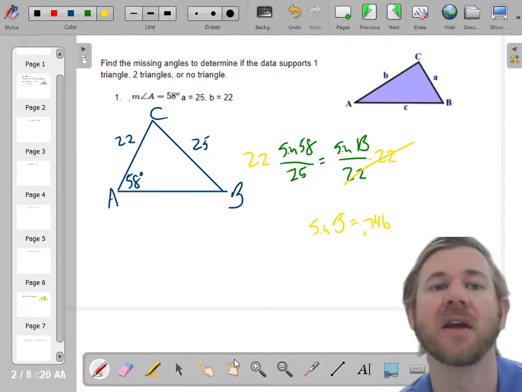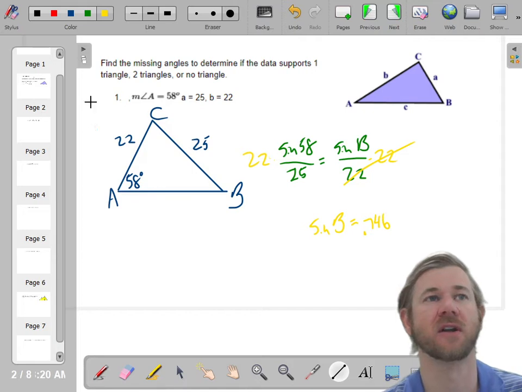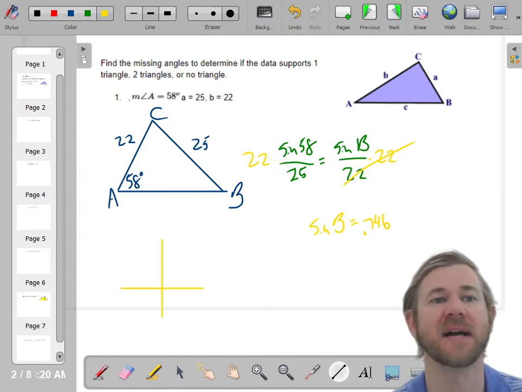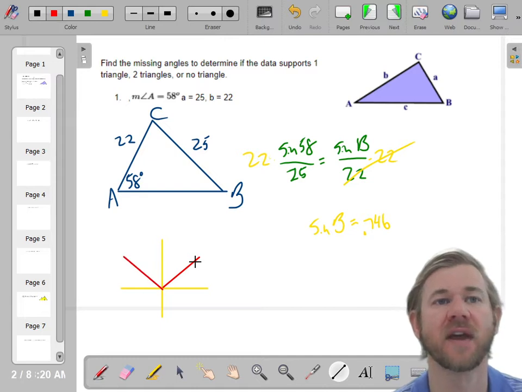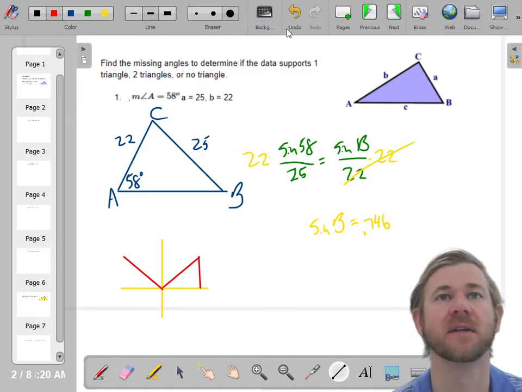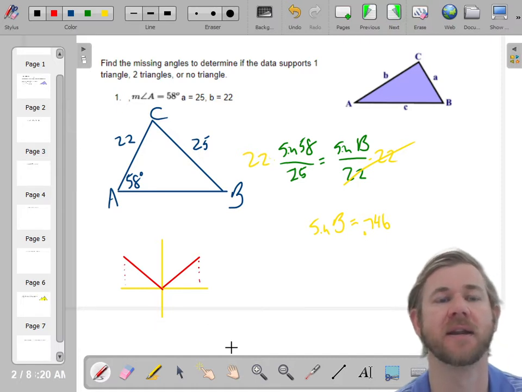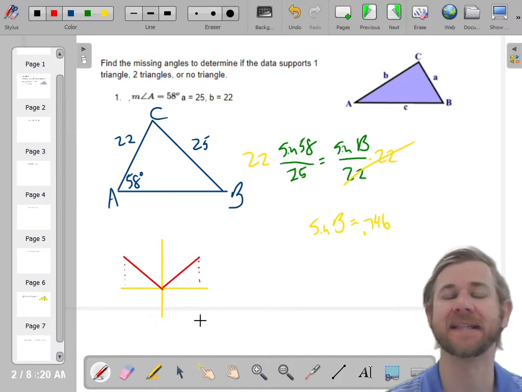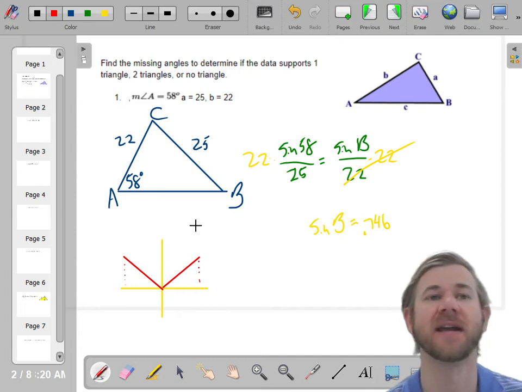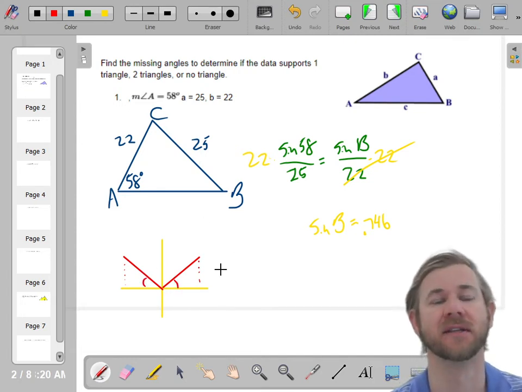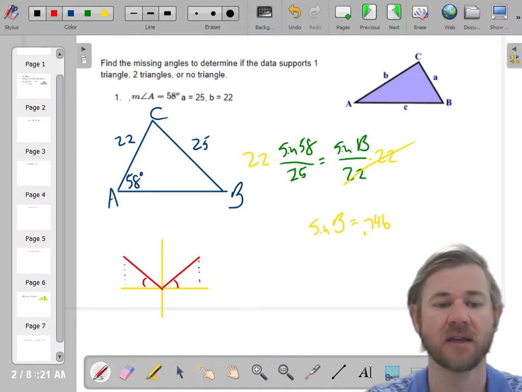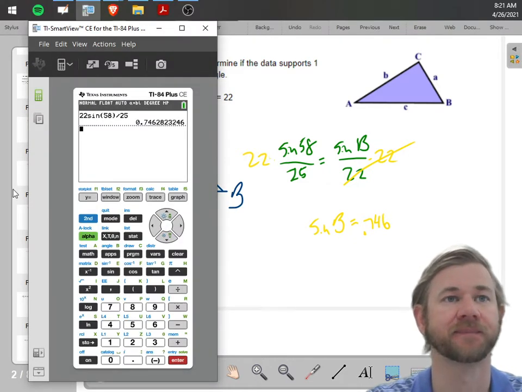Now, if you think about the unit circle, the sine of B is positive 0.746. Remember, sine is the y value. So what we've got here is this y value is 0.746 right here and right here. And what we're going to do is take the inverse sine, and we're going to find out what the reference angle is. So it'll tell us the reference angle if we do the inverse sine. So let's take the inverse sine of that.